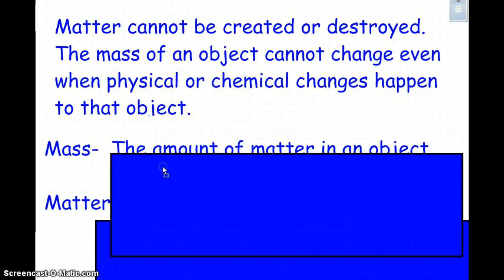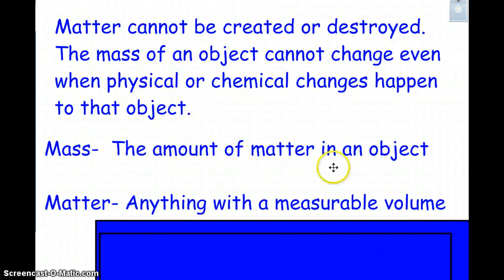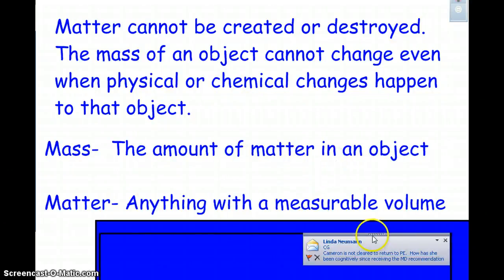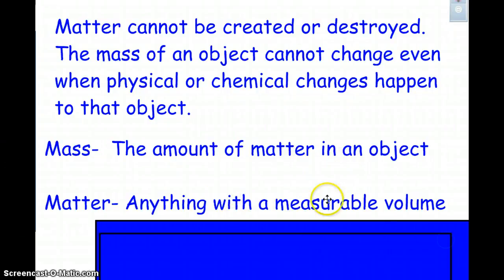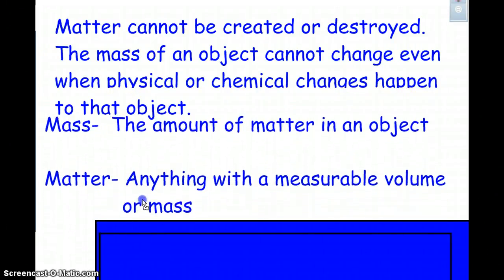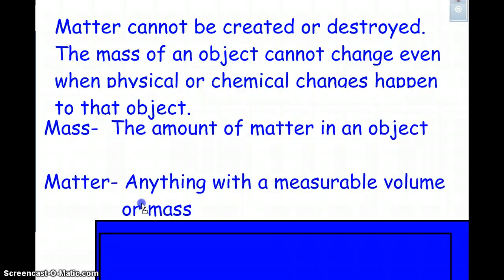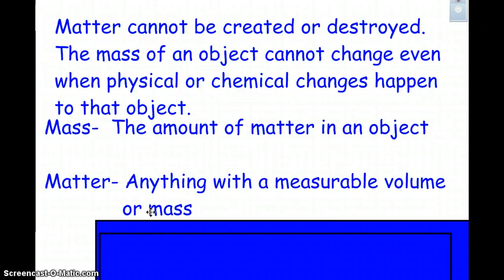Just a review of what is mass. Mass is the amount of matter in an object, and matter is anything with a measurable volume or mass. So you need to know the words mass and matter to understand this.